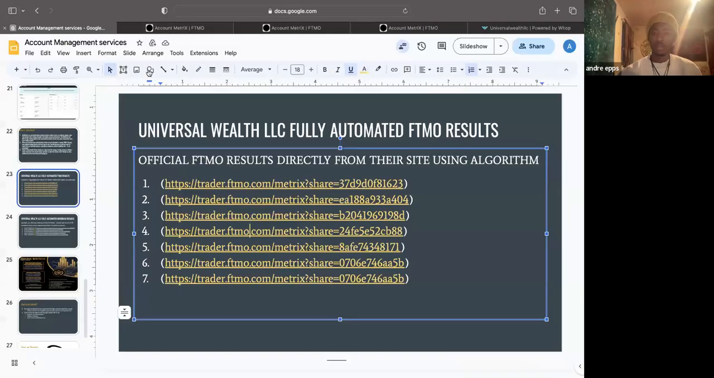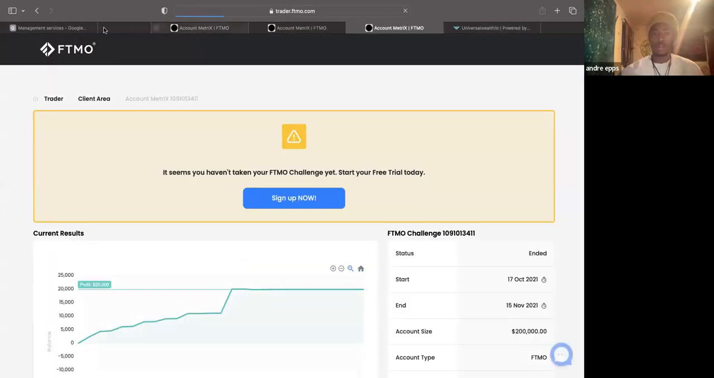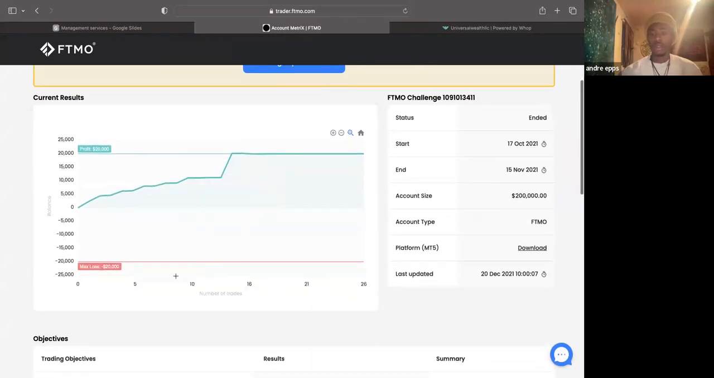What I'm gonna do is I'm gonna go to the next link. I'm gonna walk you through all of them, truthfully. Let me close these out. So we have another prop firm challenge account. This was another $200,000 account. Okay. So the first trade was taken on October 17th. The last trade was taken on the 25th, which is where they passed the challenge.